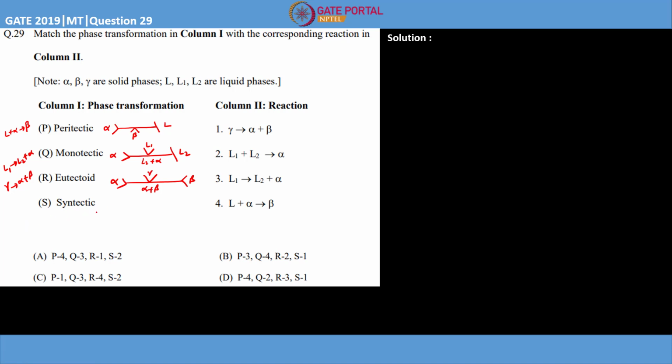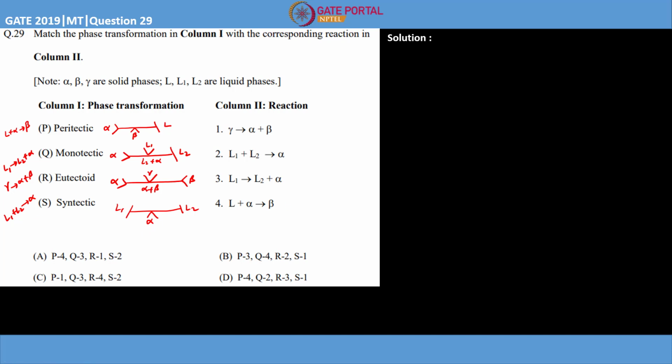Coming to the last, the syntectic reaction. So the syntectic reaction is basically two liquids combining, liquid 1 plus liquid 2, to form a solid phase. So liquid 1 and liquid 2 will be combining and giving a single phase solid region. If you want to represent it, here we have a liquid L1, this side L2, and if you cool it at this temperature and this particular composition, you will get a single phase solid, which is nothing but alpha phase. Liquid 1 plus liquid 2 gives alpha phase.